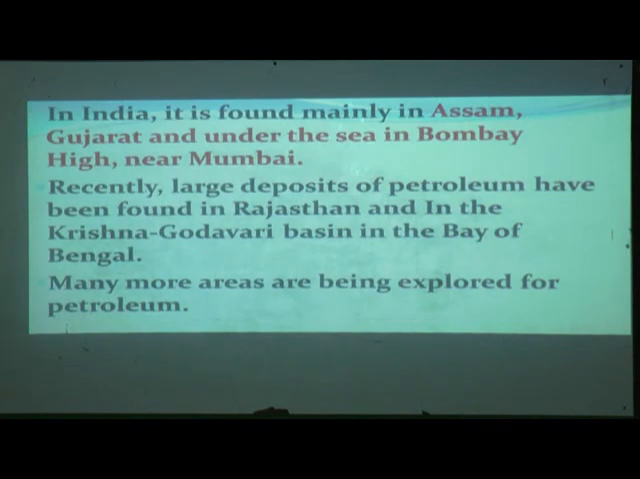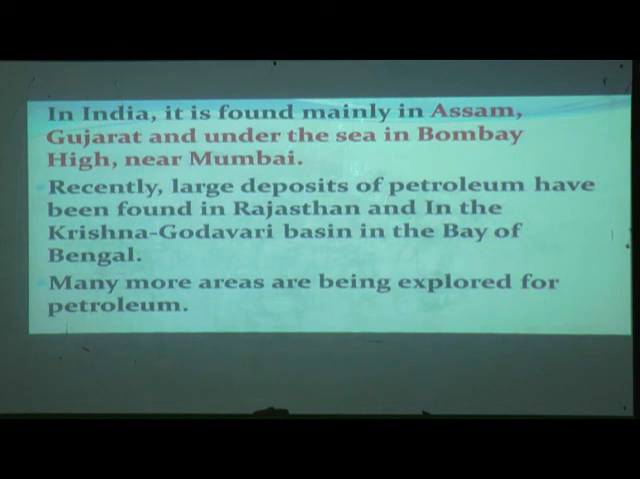In India it is found mainly in Assam, Gujarat, and under the sea in Bombay High near Mumbai. So in India we can find these oil wells or petroleum in Assam, Gujarat, and at the sea, that is Bombay High under the sea, nearby Mumbai. Recently a large deposit of petroleum has been found in Rajasthan also, and in the Krishna Godavari basin in the Bay of Bengal.